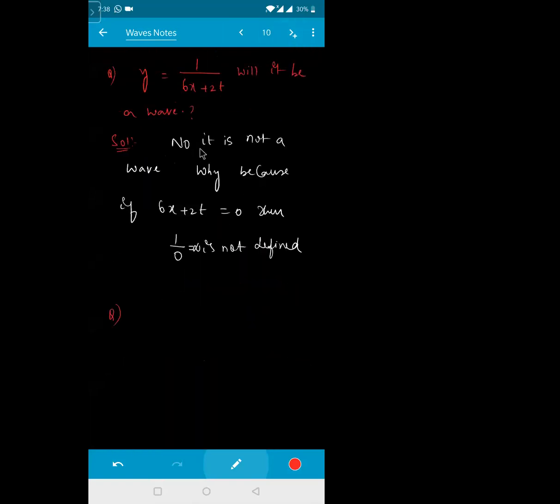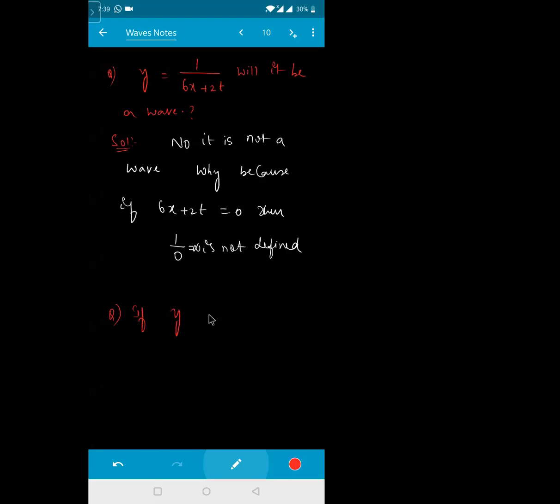Isn't it? If I'm taking 6x plus 2t is equal to 0, it is not defining. Isn't it? Clear? Yes, sir. Sure.